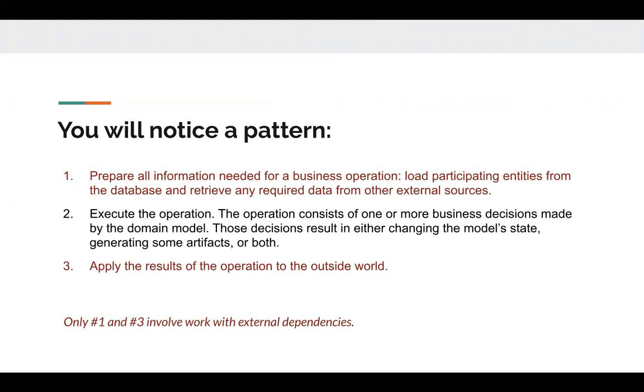So only number 1 and number 3 involve work with external dependencies. And those things, that plumbing, should not be in any way part of your domain model. Don't use the same namespace. Maybe even put it in a separate project within your solution. Do something to create a physical boundary so that developers don't infect. Maybe that's not a good word. It doesn't bleed over.